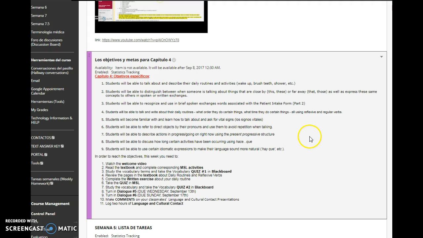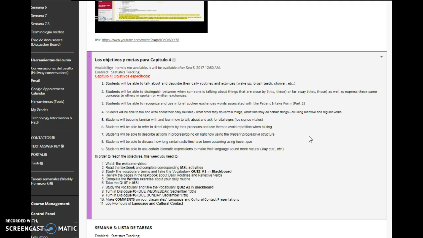And you're going to be learning to talk about and describe daily routines and activities, things that you do on a daily basis, like waking up and going to bed at night and taking a shower, brushing your teeth, etc. Students will be able to distinguish between when someone is talking about things that are close by or far away, as well as recognize and use in brief spoken exchanges, words associated with the patient intake form, Part 2.